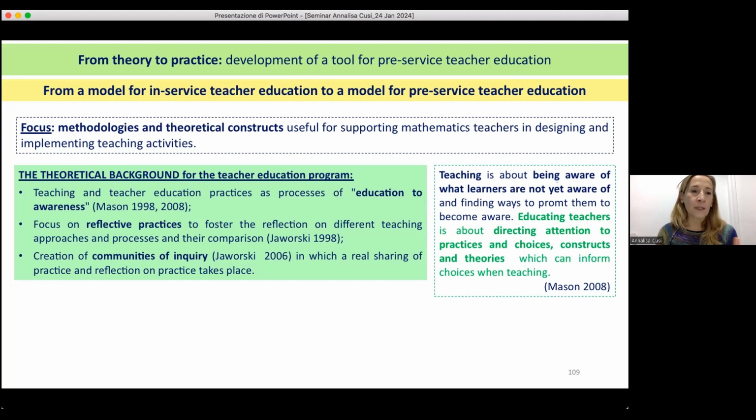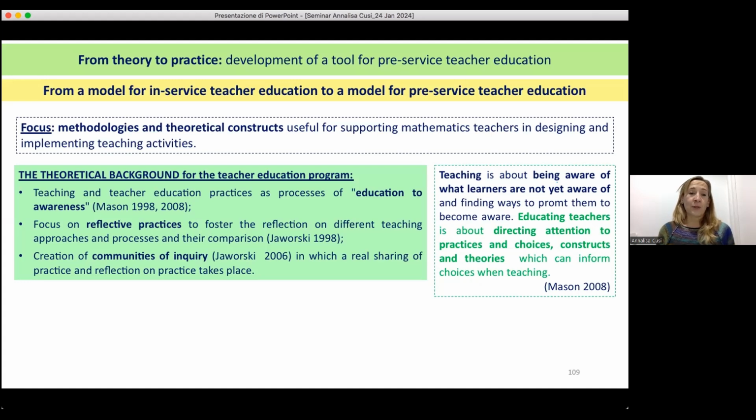The background behind the teacher education program that I'm carrying out with both in-service and pre-service teachers is constituted by Mason's ideas about teaching, but also teacher education as education to awareness. Here I quoted this sentence from a paper by John Mason, where he writes, educating teachers is about directing attention to practices and choices, constructs and theories, which can inform choices when teaching.